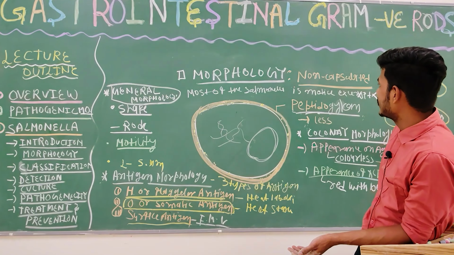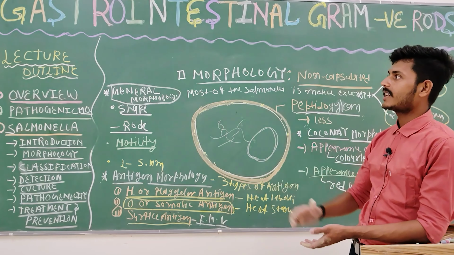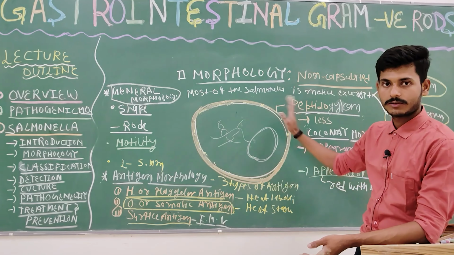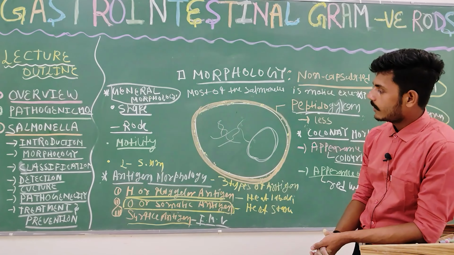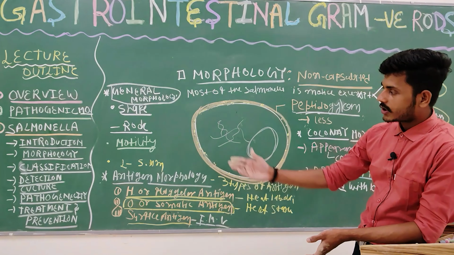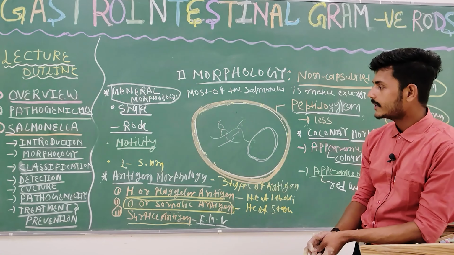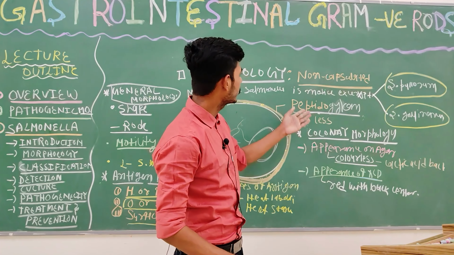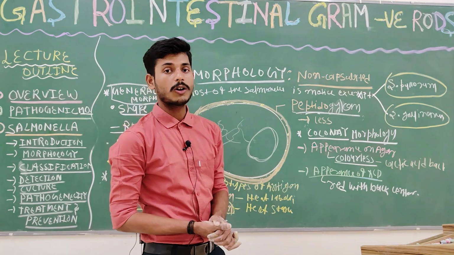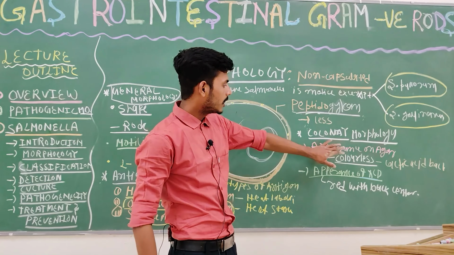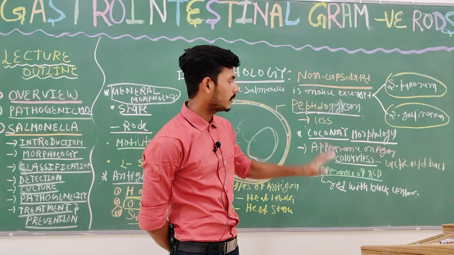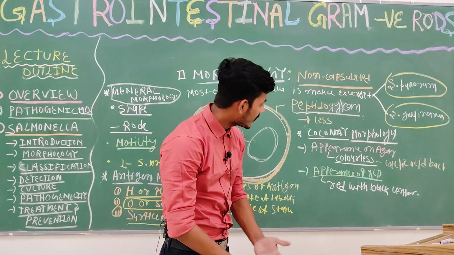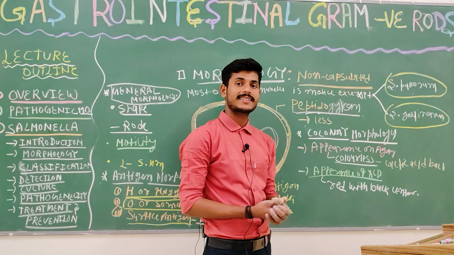Most of the Salmonella bacteria are non-capsulated. They lack the capsule over their cell wall. Got the points? If we talk about the length, it's 5 micrometers, and that's their general morphology. Then we discussed their colony morphology, meaning if you put these bacteria on a culture medium, what characteristics they show.